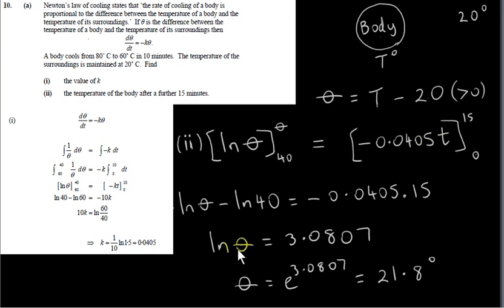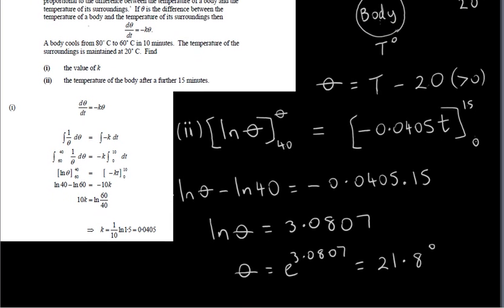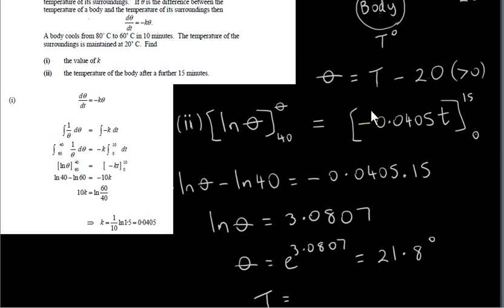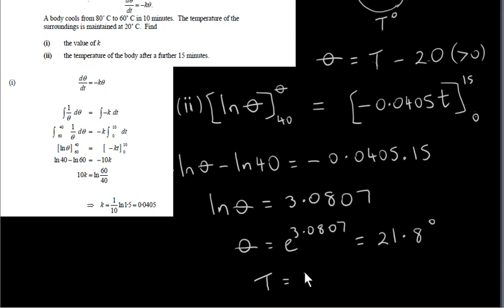So we have ln of theta. To go from ln of theta to theta, we put e to the power of this number here. And to one decimal place, that's 21.8 degrees. So that's the temperature difference between the body and the surroundings. We're interested in the temperature of the body at this new time, 15 minutes after the first phase of cooling. So the temperature of the body is 20 plus 21.8, because theta is the difference between the temperature of the body and the surroundings. So to get T, we just add 20 onto theta to get 41.8 degrees.